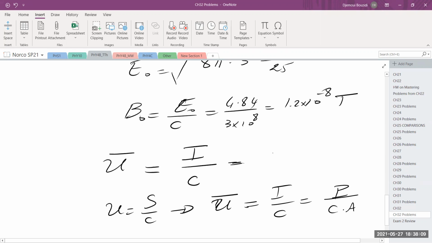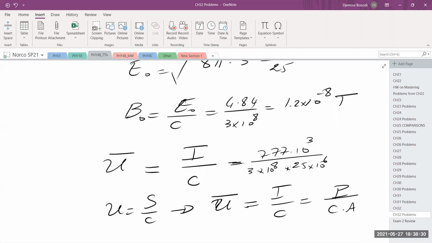So this number is going to be what? 777 kilowatts divided by the area, which is 25 times 10 to the power 6. And the speed of light in this case is 3 times 10 to the power 8. Again, plug in the numbers in here and you should find a very small number in joules per cubic meter.